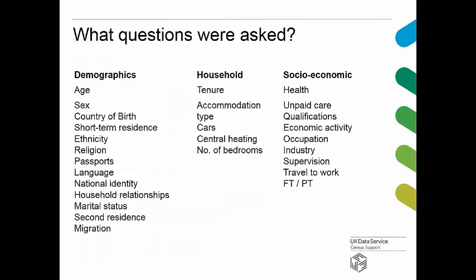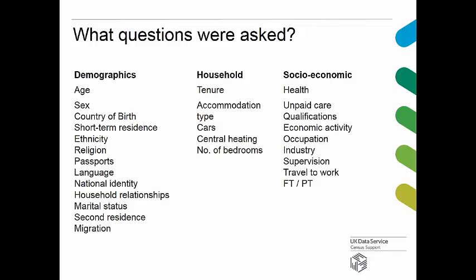Let's have a look at what questions were asked. The census covers a lot of different areas. So there are questions on simple data such as age, sex, country of birth, short-term residence, and whether people are planning on staying in the UK. Questions on ethnicity, religion, and religion's an optional one, so people don't have to answer that one. There are questions on passports held, which was first asked in the last census in 2011. Language, whether you speak English or other languages.